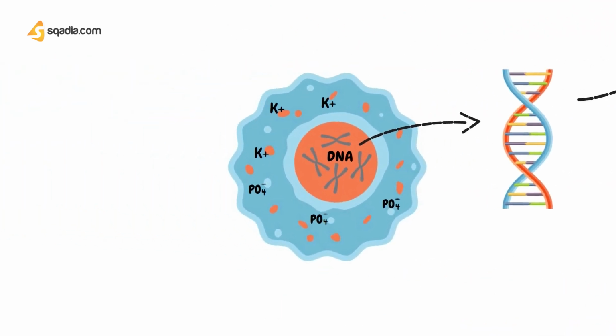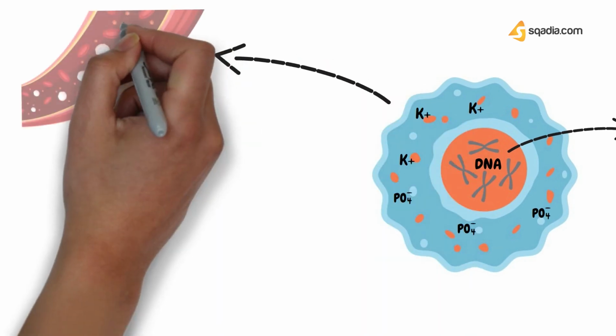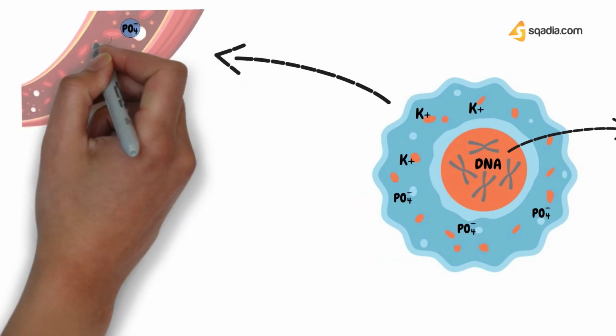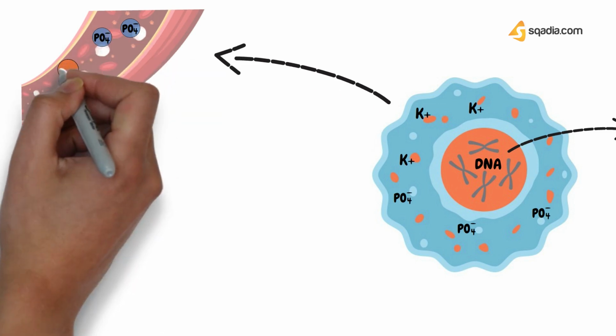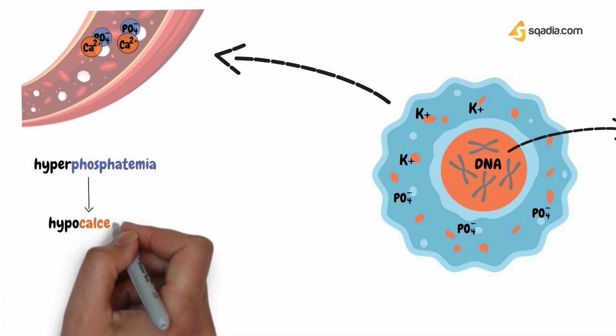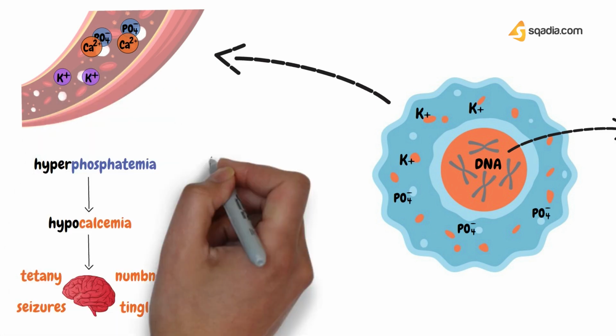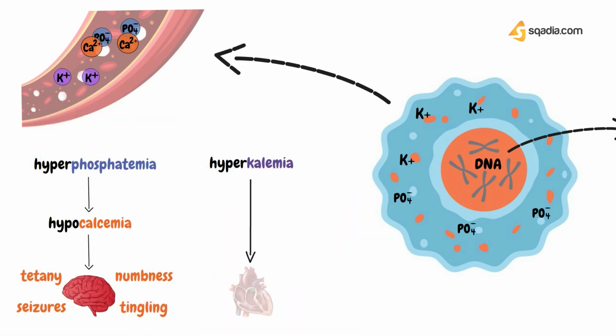In tumor lysis syndrome, phosphate is also released in large amounts from cancer cells. Phosphate in the blood is bound by free calcium, which reduces the calcium levels in the blood. The resulting hypocalcemia can manifest as numbness, tingling, tetany, and seizures. Potassium released by cancer cells leads to hyperkalemia, which can cause arrhythmias.